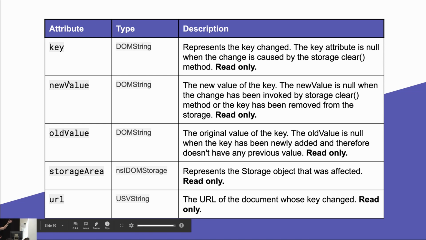So you would add an event listener on the window. The string that you pass is storage, just storage, small letters. You receive the key of the item that's been changed, the new value, the old value, and then two properties that you don't really need to worry about so much, but they're in there as well.